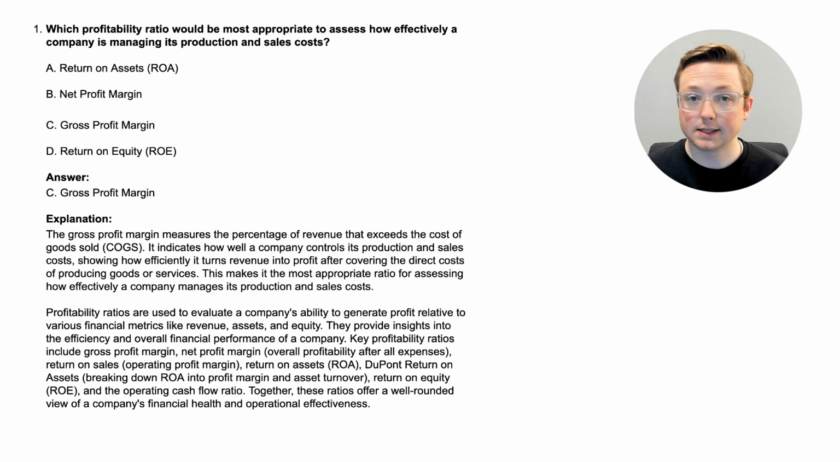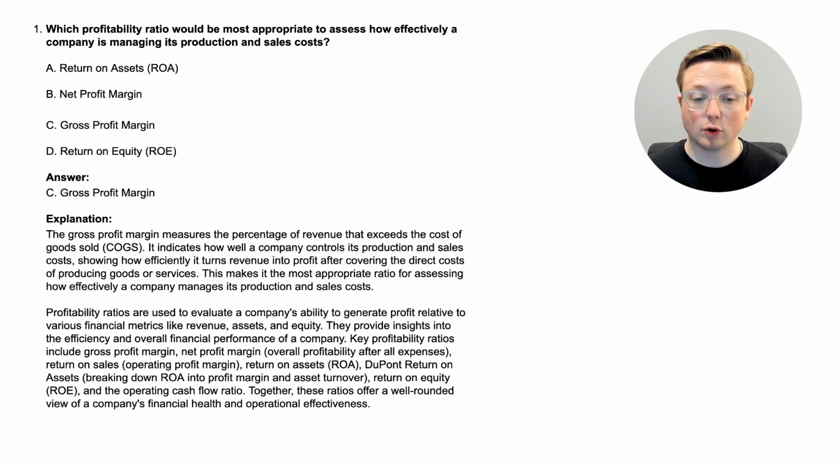Then there's return on assets, that's ROA, I'm sure you've heard that. There's DuPont return on assets, that would be breaking down the ROA into profit margin and asset turnover. And asset turnover is not a profitability ratio necessarily. We're going to talk about that a little bit later. Return on equity is ROE, and then there's the operating cash flow ratio.